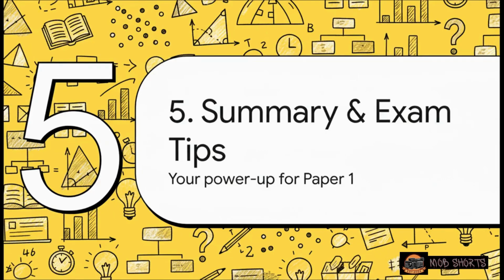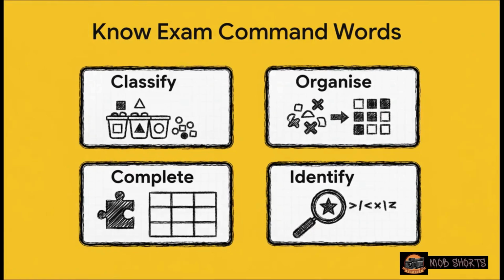All right, let's wrap this all up and get you fully prepared for your exam. Think of this as your final power-up for paper 1, the most important tips to remember when you're sitting in that exam hall. You have to pay close attention to the command words in the question. If it says classify, you just need to name the data type. If it says organize, you need to build that table from scratch. Complete means you'll be given a table that already has gaps in it for you to fill in. And identify is basically asking you to find a mistake or a specific value. Knowing these words is the key to giving the examiner exactly what they're looking for.